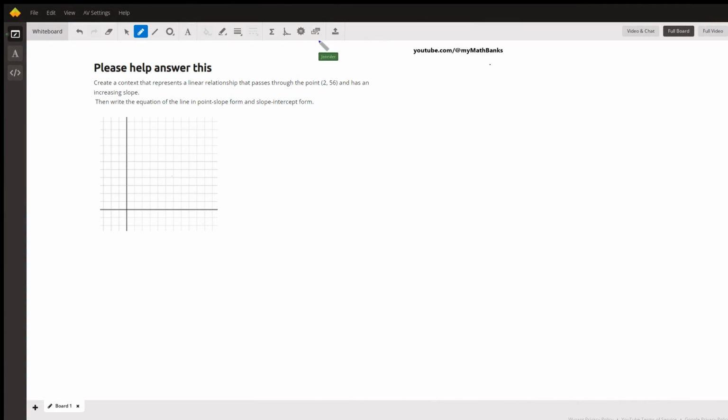Okay, so in this problem, you're being asked to create a context that represents a linear relationship that passes through this point and has an increasing slope. So we need to think of a relationship that goes higher as time goes by, or as whatever your x goes by. Well, there are a lot of relationships that you can think of on this.